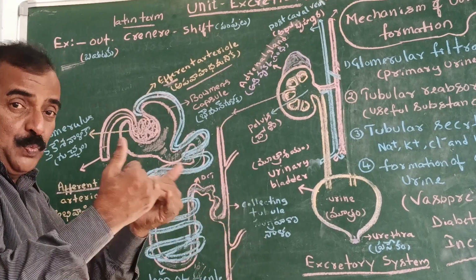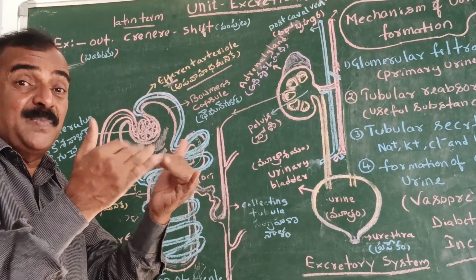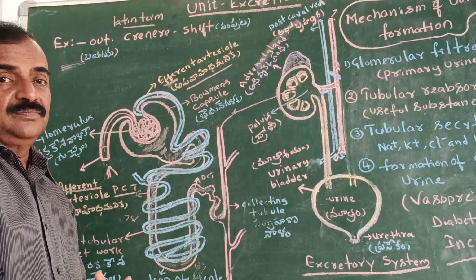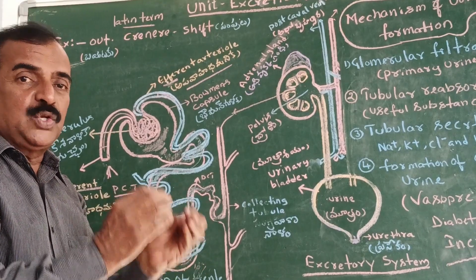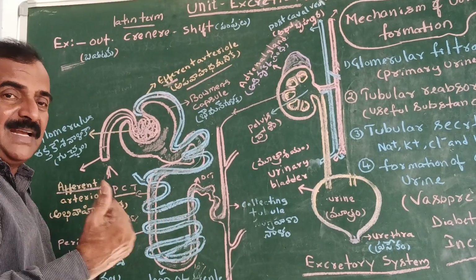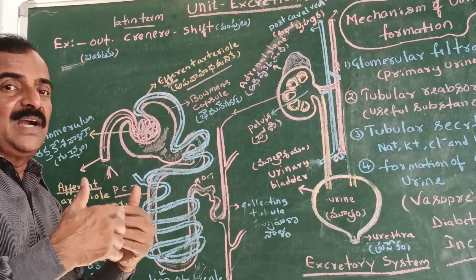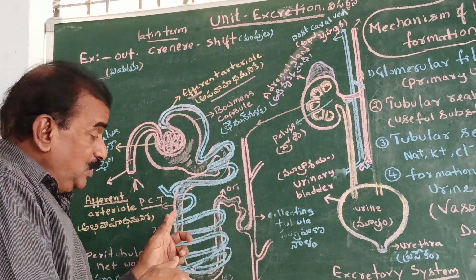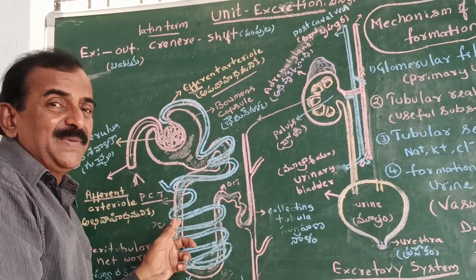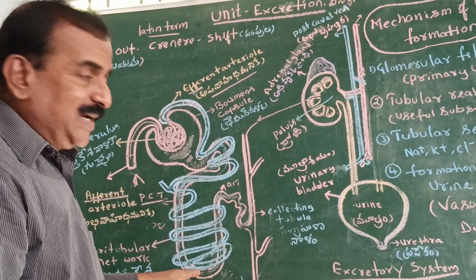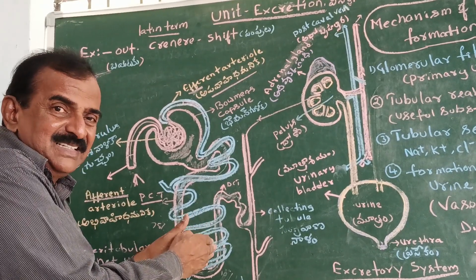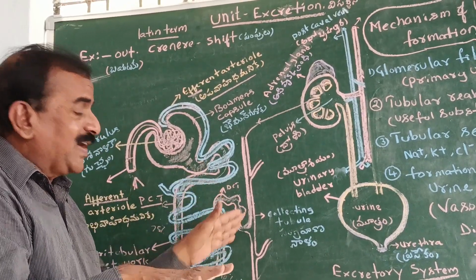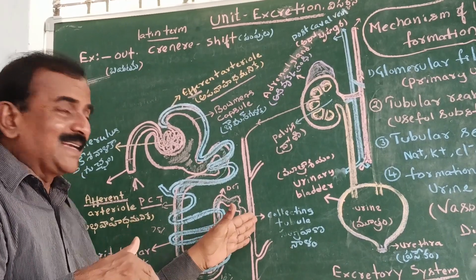The second stage is called tubular reabsorption. Tubular reabsorption takes place by means of what? The peritubular network, but not the PCT. The peritubular network that is present around the renal tubule performs reabsorption of useful substances which are present in primary urine. And later I told you 75% of water is reabsorbed in PCT and 10% in loop of Henle, and later concentrated urine forms in the DCT, distal convoluted tubule, and finally this concentrated urine enters the collecting tubule.